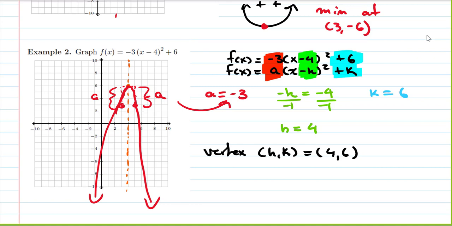So in terms of what we talked about in chapter 2, the negative 3 reflected our graph. Instead of opening up, it now opens down. And instead of going 1 unit, it stretched it by a factor of 3, so it went down 3 units.